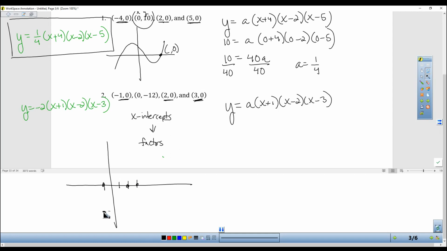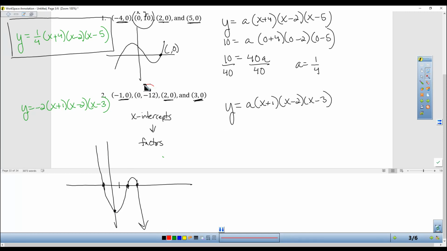I could draw all kinds of things. I could draw this, right? But then I see it passes through 0, -12, which mine doesn't. So that's how you're going to know whether or not you've done it correctly, is that your a should come out to be negative because I know that it passes through 0, -12.